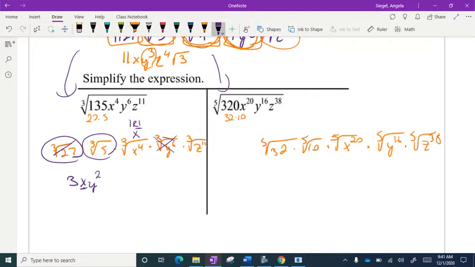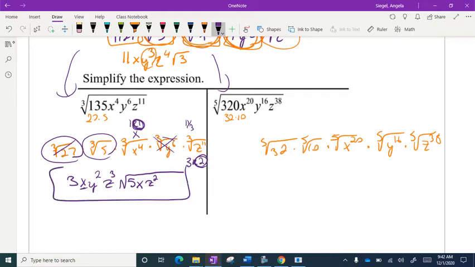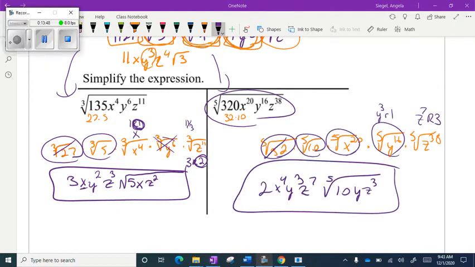And then this one, 11 divided by 3, let's see, 3 goes into 11 3 times with 2 left over. So I'm going to say z to the third. I'm going to have 2 left over. Okay, so let's go and see what's underneath the square root. So I have a 5. I have 1x right here. And I have 2 z's, or z squared. So this is my final answer. So see if you can do this one here. Okay, and this is your final answer for this one.